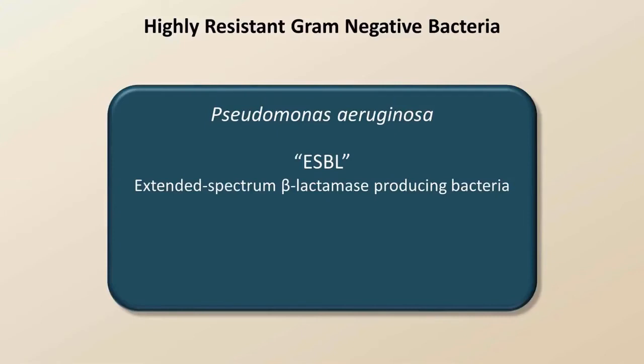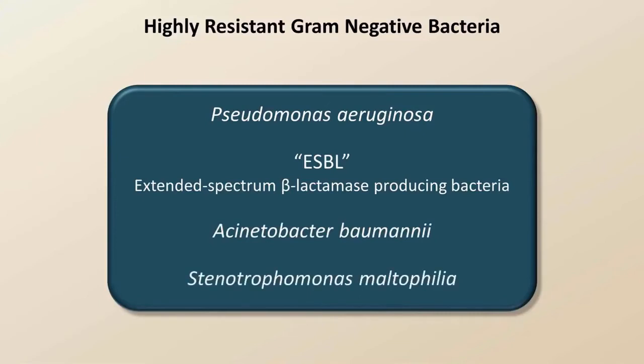Also on the list of highly resistant gram-negatives are Acinetobacter and the tongue twister Stenotrophomonas, both of which are usually just seen in either ventilator-associated or hospital-acquired pneumonia.